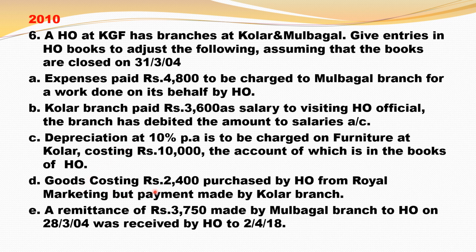Goods costing rupees 2,400 purchased by head office from Royal Marketing, but payment is made by Kolar branch account. So Kolar branch has paid, credit the giver. So purchases, debit what comes in. Purchases account debit to Kolar branch account.